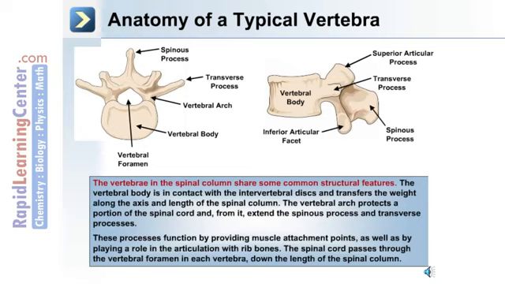The vertebral body is in contact with the intervertebral discs, and this transfers the weight along the axis and length of the spinal column. The vertebral arch protects a portion of the spinal cord, and from it extend the spinous process and the transverse processes. These processes function by providing muscle attachment points, as well as by playing a role in the articulation with rib bones. The spinal cord passes through the vertebral foramen in each vertebra.